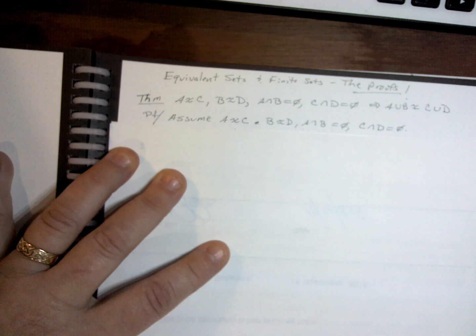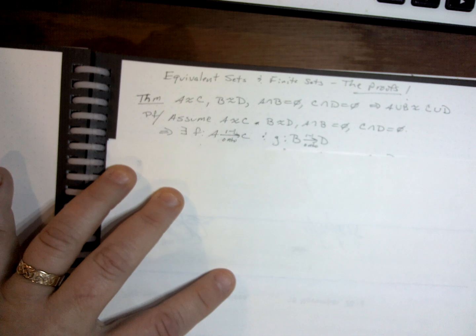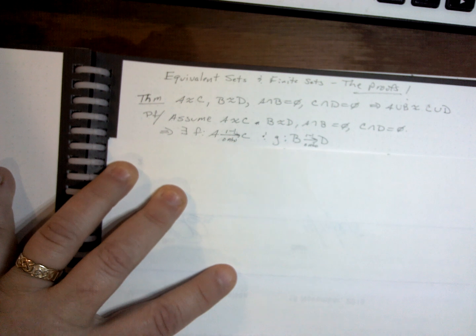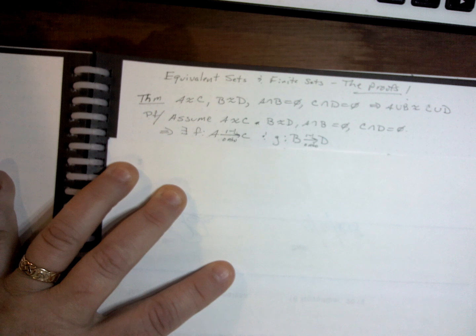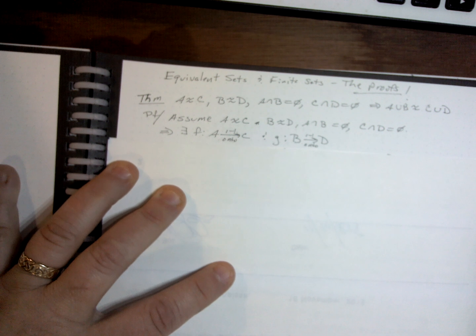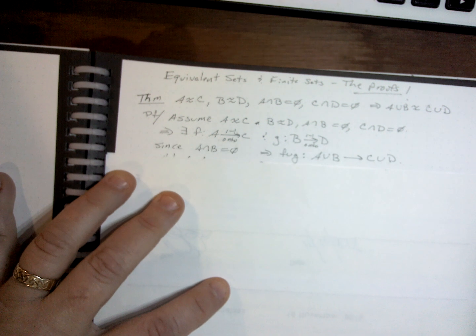Well, because A is equivalent to C and B is equivalent to D, we have a mapping from A to C that's 1 to 1 and onto. Let's call it F. And there's a mapping from B to D that's 1 to 1 and onto. Let's call it G. Now, I need to create a mapping from A union B to C union D. And that's going to be F union G.